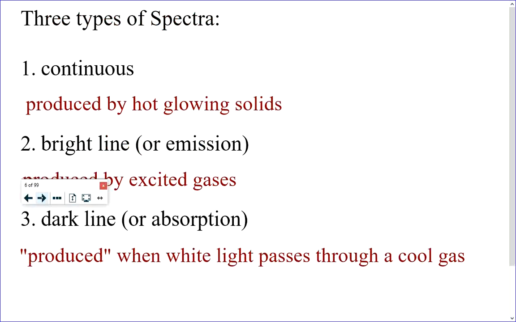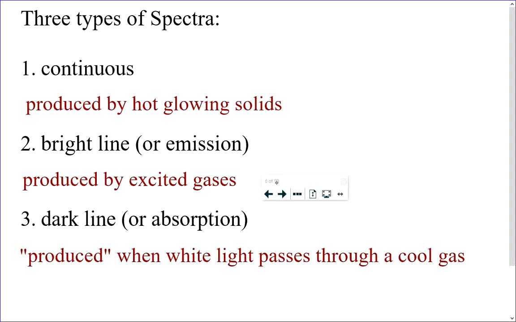So now we're leading up to today's topic. There are three types of spectra. A continuous spectrum of light is produced by a hot, glowing solid. A bright line spectrum, like the one we're looking at here. Well, you're not seeing the spectrum because you don't have a diffraction grating to look through right now. But the light emitted here is a bright line spectrum.